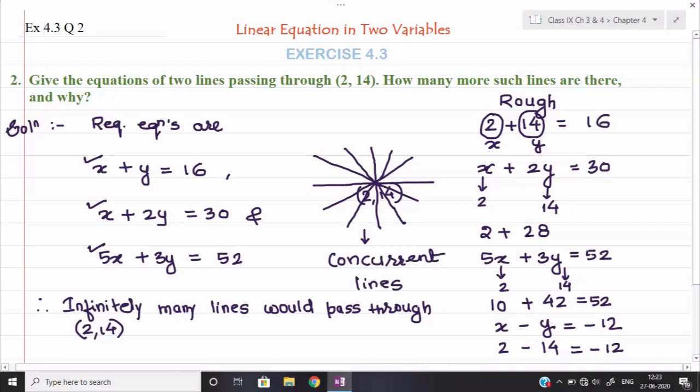You know, if a line is passing through more than 2 points, then all such points are called collinear. That we have seen earlier. But remember, if infinitely many lines, or more than 2 lines, are passing through a single point, all such lines are called concurrent lines.